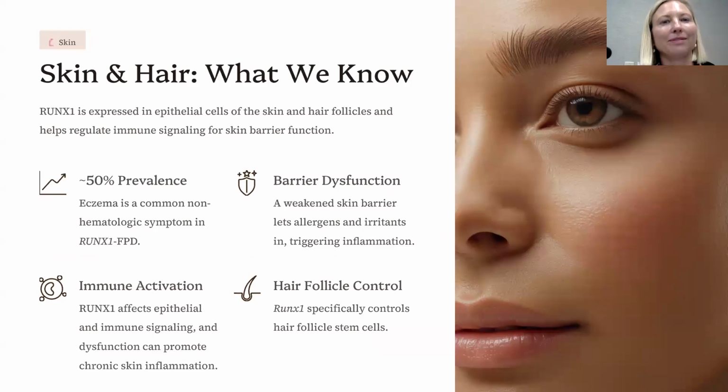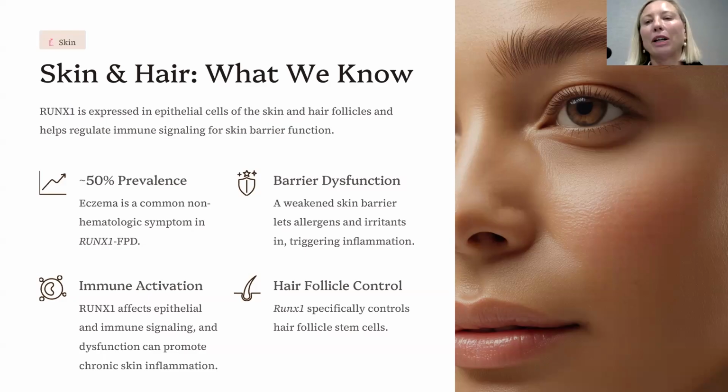Okay, skin. About 50% of individuals with RUNX1 FPD report eczema or eczema-like symptoms. This is not coincidental. RUNX1 is expressed in epithelial cells of the skin too. It helps regulate immune signaling pathways that control the skin barrier. And RUNX1 is a key protein in regulating epithelial stem cells within the hair follicle. It promotes the activation of those stem cells, and it is essential for the growth of the hair follicle.